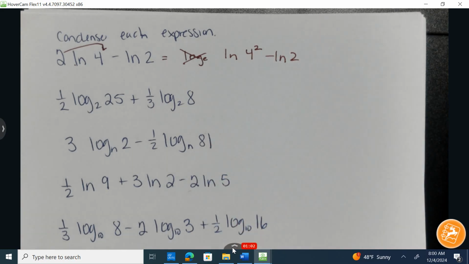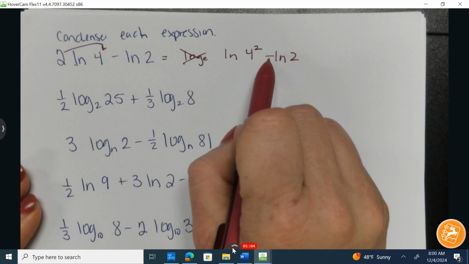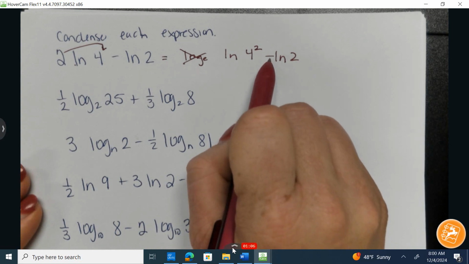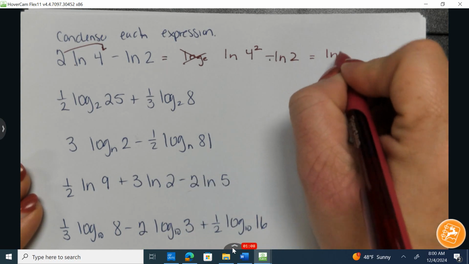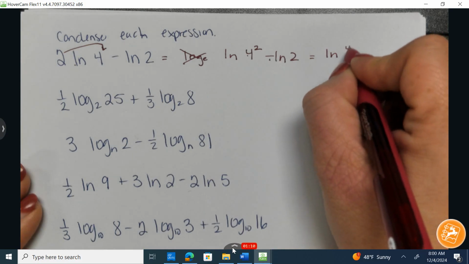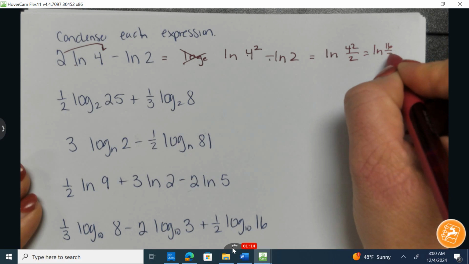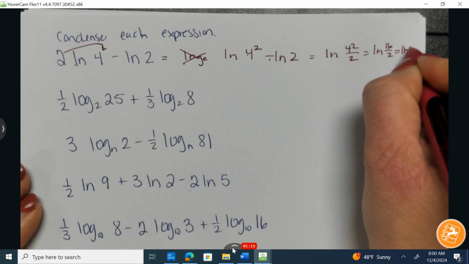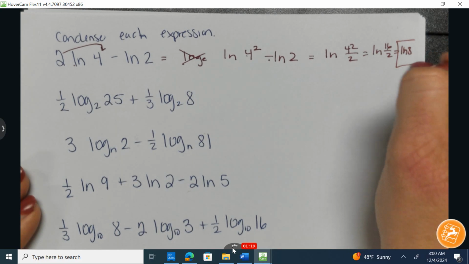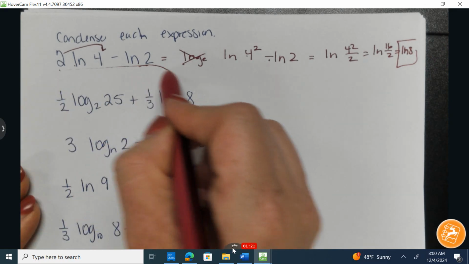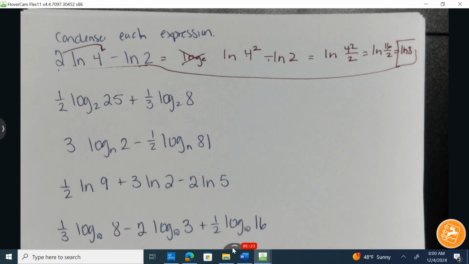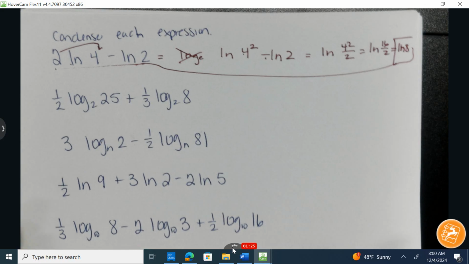Some of you may be able to do this all in one step. When we go from expanded to condensed form, subtraction turns to division. The first value goes in the numerator, the second value goes in the denominator. So I have the ln of 16 over 2, which is equivalent to the ln of 8. This is expanded form, this is the equivalent condensed form. Let's look at the second example.